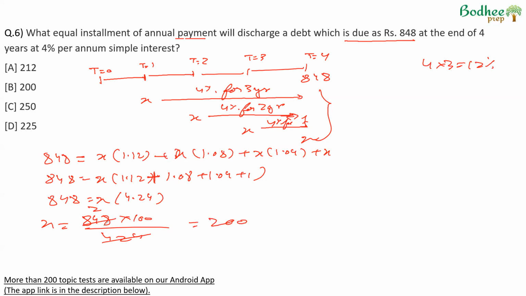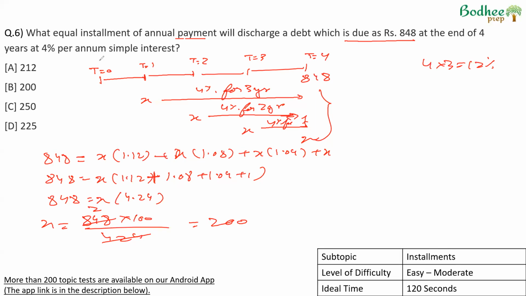So paying 200 at the end of each year will discharge a debt which is due after 4 years and has a value of 848 at the end of 4 years. Again, since simple interest is involved, therefore I am saying easy to moderate. Calculating overall rate for simple interest is easier. Writing the multiplying factor is much easier. And therefore easy to moderate should be solved in about 2 odd minutes.